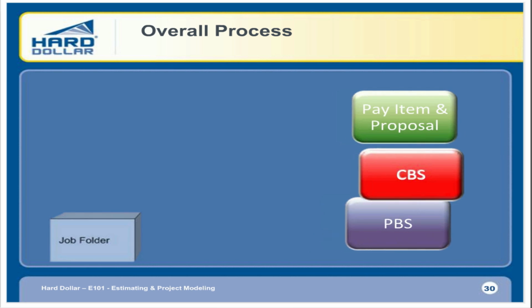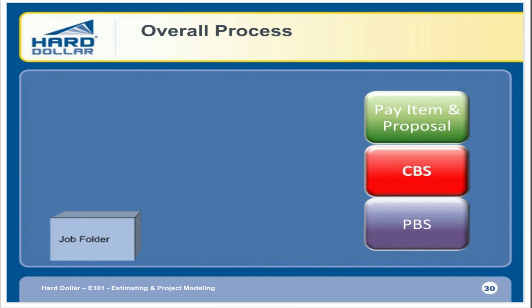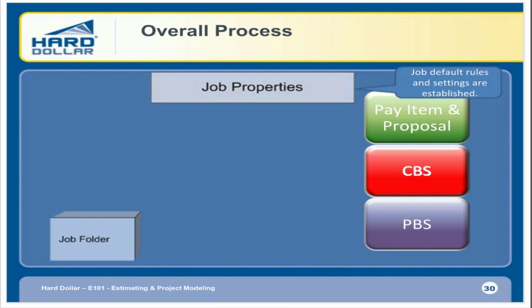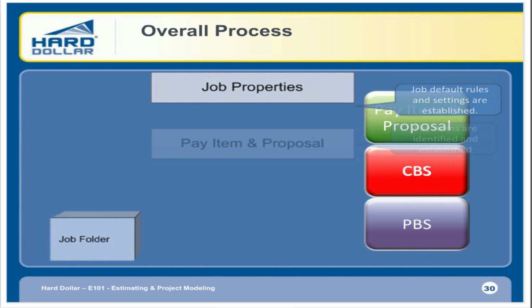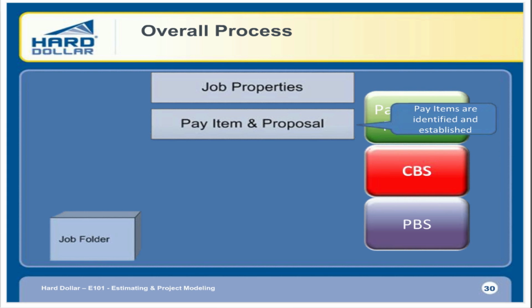The last thing we will look at is the overall work planning and proposal development process. We start with the job folder and the three primary forms: pay item and proposal, CBS, and PBS. We use the job properties form in the job folder to establish the rules for the job. This includes the work and pay rules, shift arrangements, tax rate, and which resources will be utilized in the job. Next, we go to the pay item and proposal form to establish the pay item descriptions and quantities.